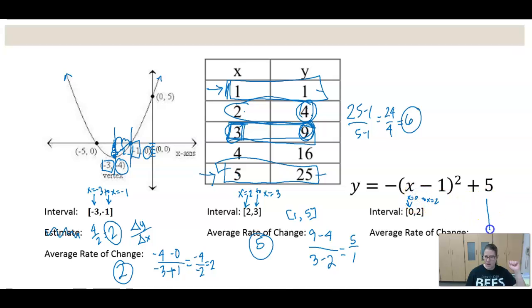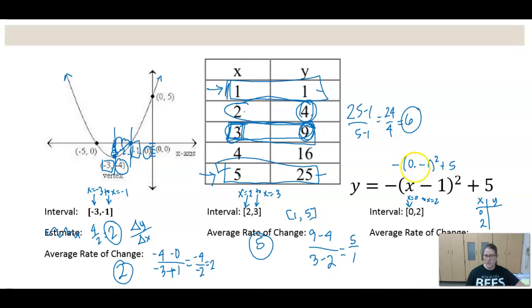But I don't have the y values yet. I have the x values of 0 and 2. I need to find the y values that go with them. So in order to do that, I'm going to plug the x values in to see which y value goes with each. So if I put 0 in here, I'll have negative (0 minus 1) squared plus 5.